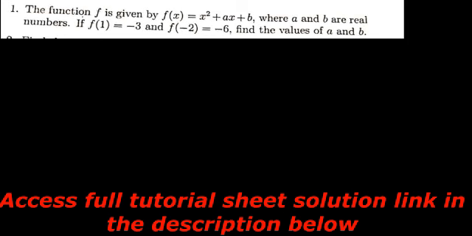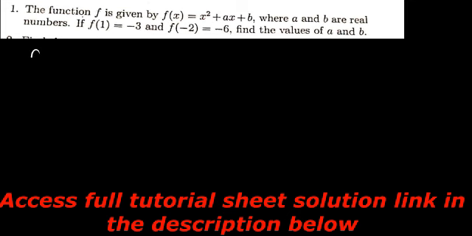So let's begin our discussion with this first question, which says the function f is given by f of x is equal to x squared plus ax plus b, where a and b are real numbers. If f of 1 is equal to negative 3 and f of negative 2 is equal to negative 6, find the values of a and b. What does it mean? They are telling us that if in this function we plug in 1 where there is x, the answer we have to get is negative 3.